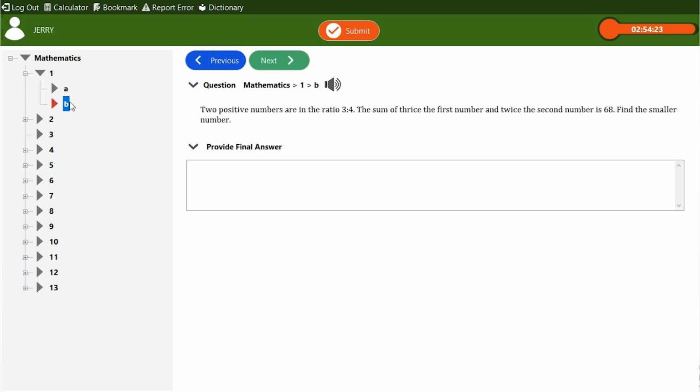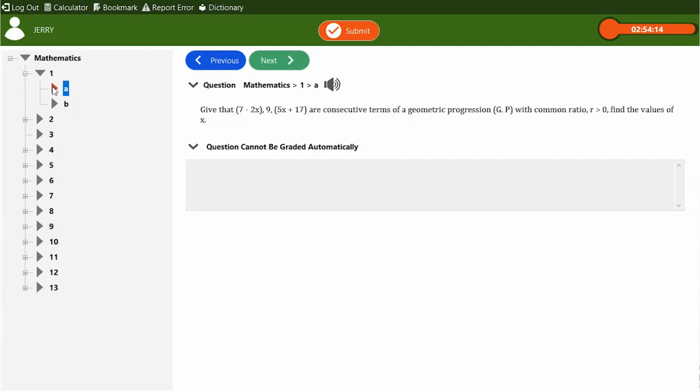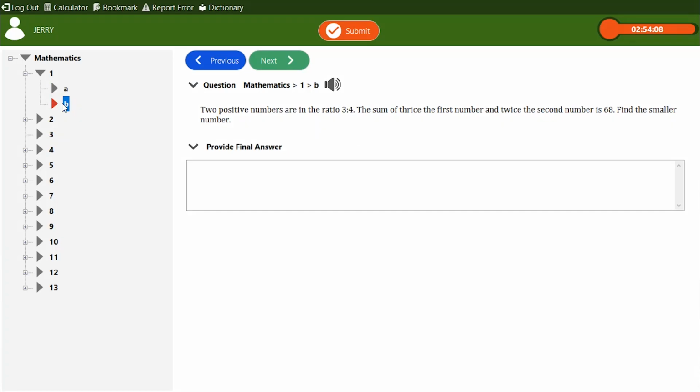B. The two positive numbers are in the ratio. Let's check this question. Okay. Two positive numbers are in the ratio 3 to 4. Then the sum of thrice the first number and twice the second number is 68. Find the smaller one. Now that is a word problem.